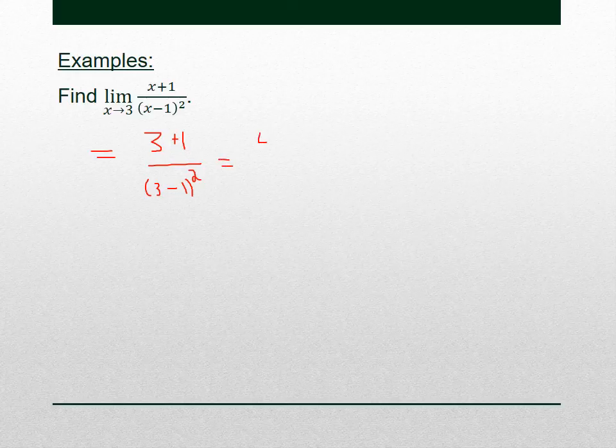So what is that? It's 4 over 2 squared, which is 4 over 4, which is 1. So that is what this limit is. We exploited all the properties we just went through and just plugged in x equals 3. Since we didn't get a 0 in the denominator, we just boxed our answer, and that number is the limit.